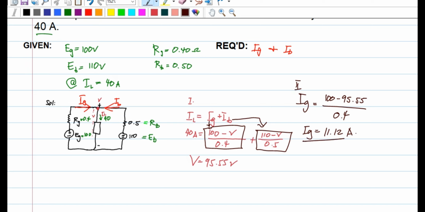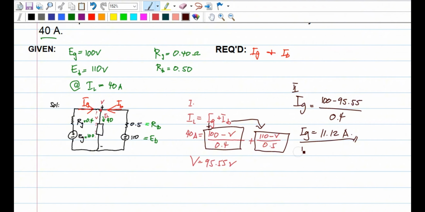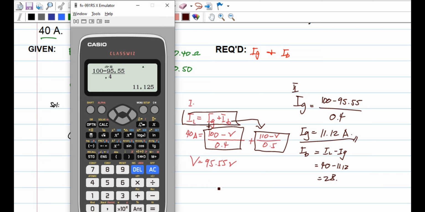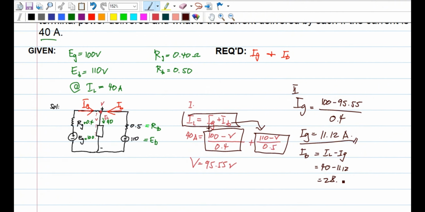Step 2. We have IG. To get the IB, we can simply subtract from this equation, which is IL minus IG. 40 minus 11.12 is 28.88 amperes for the IB.